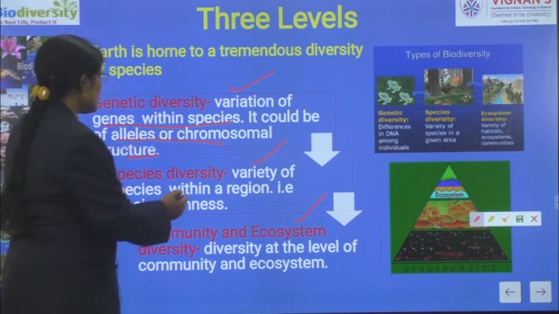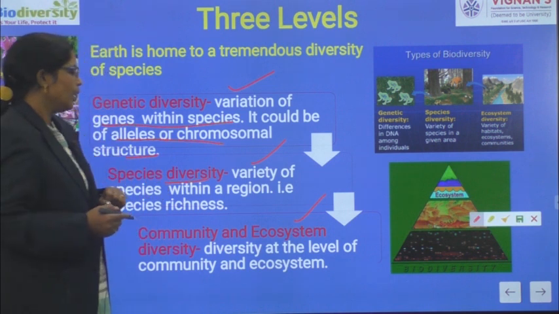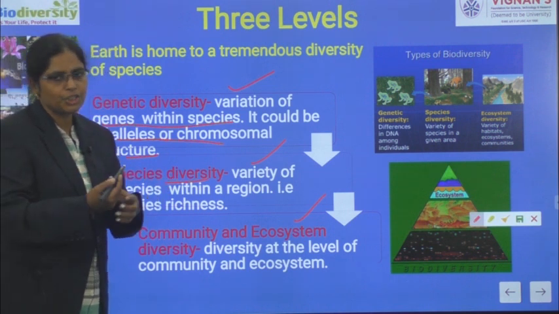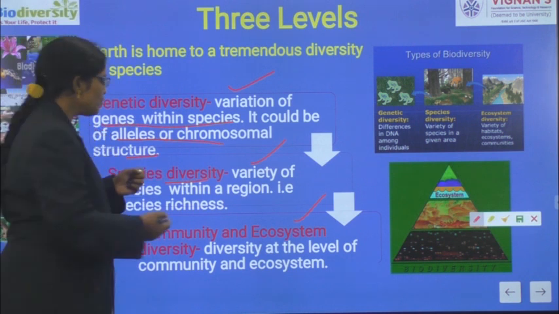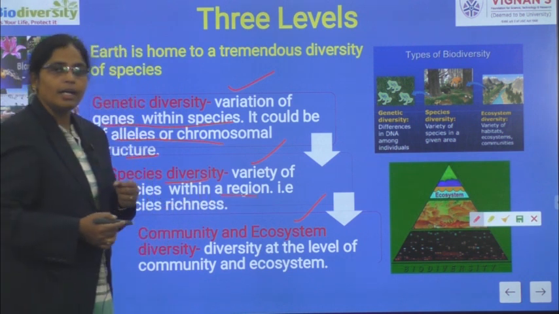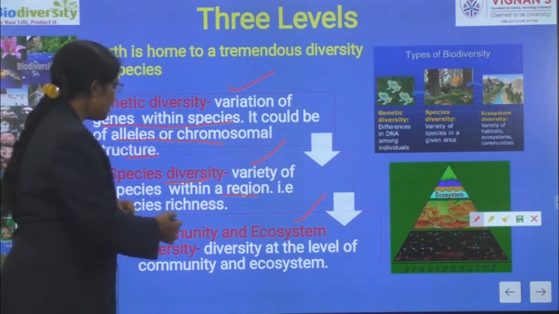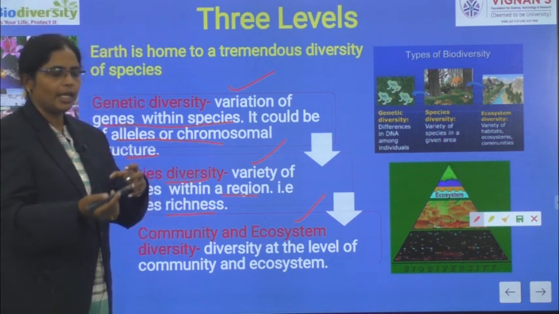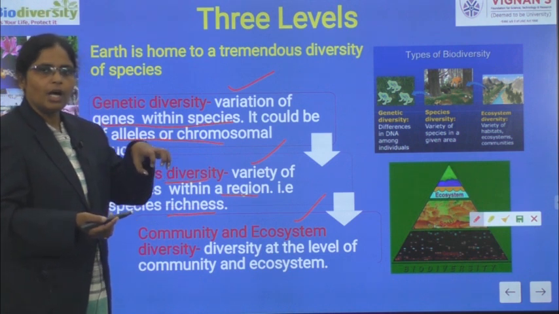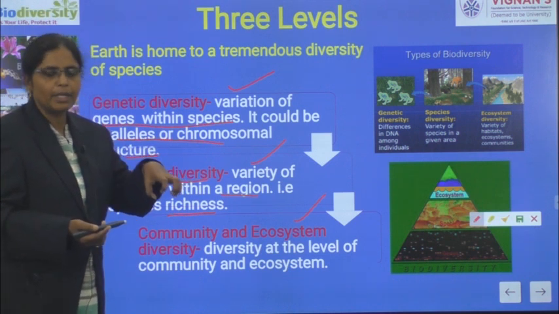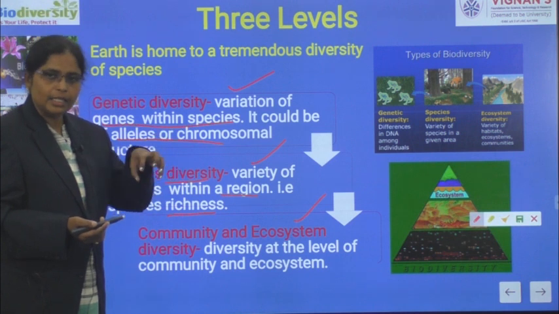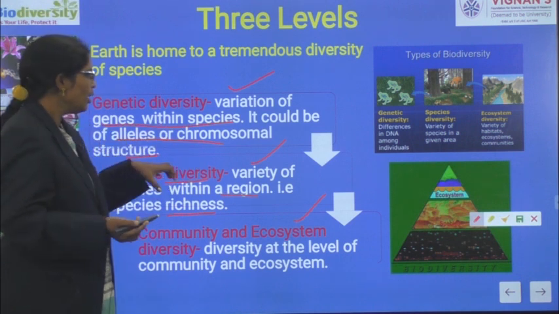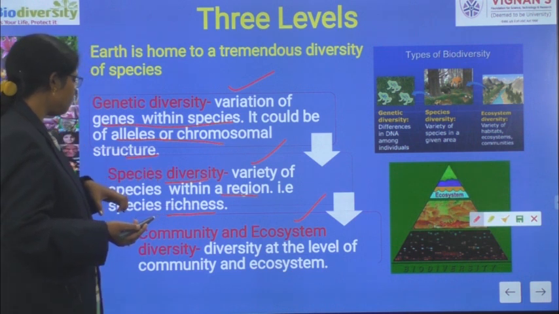And the second one is species diversity. This is nothing but the variety of species in a particular region. That is nothing but species richness. For example, if you take one particular area where the species abundance or number will be more, and again, in that, one species differs from another species. That is called species diversity.